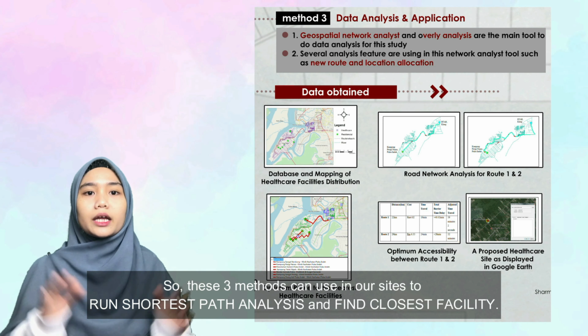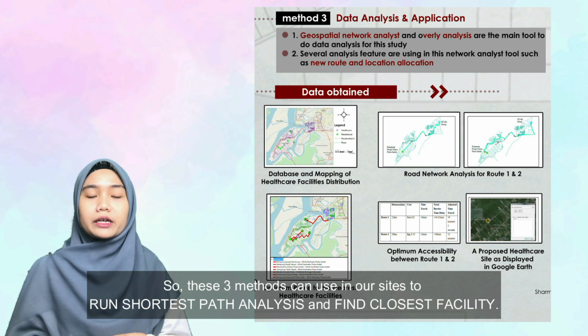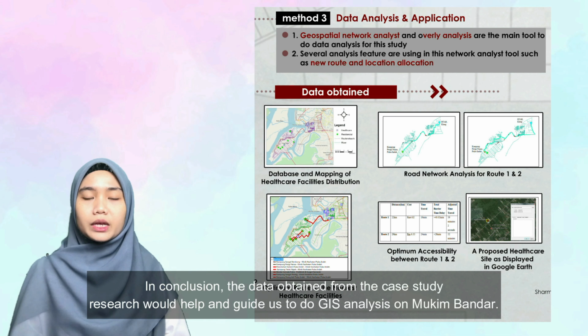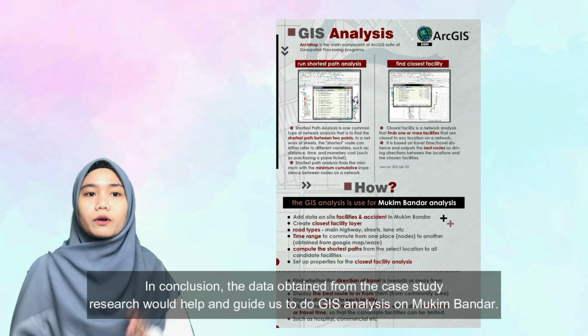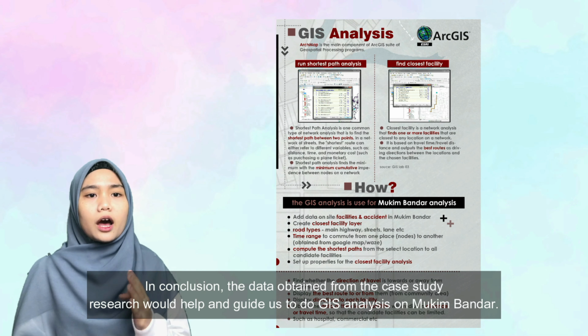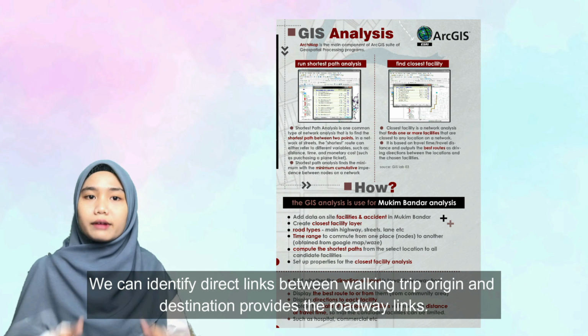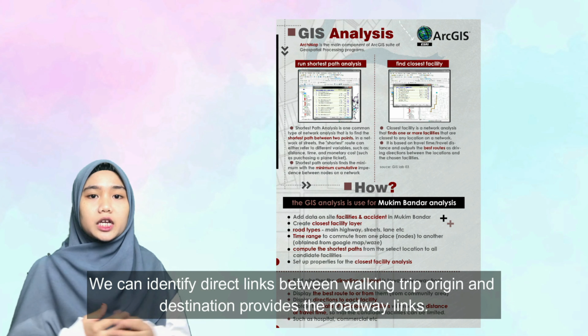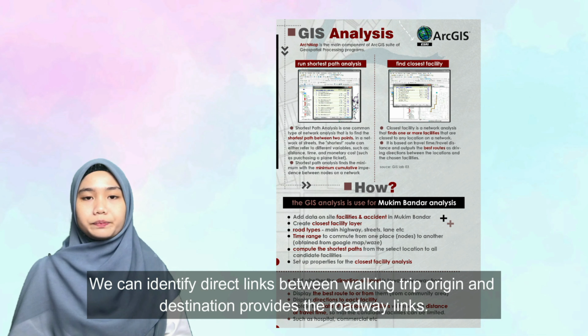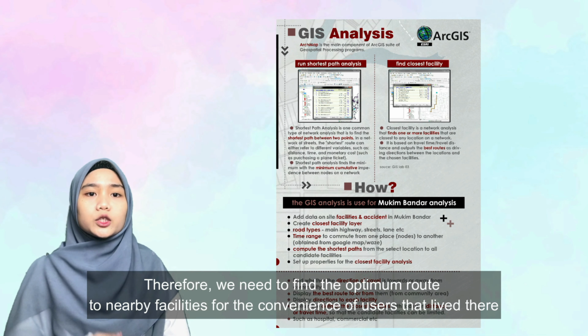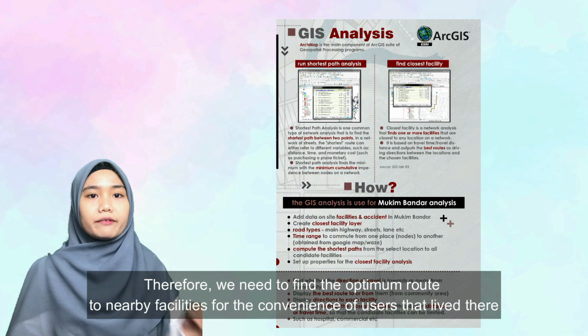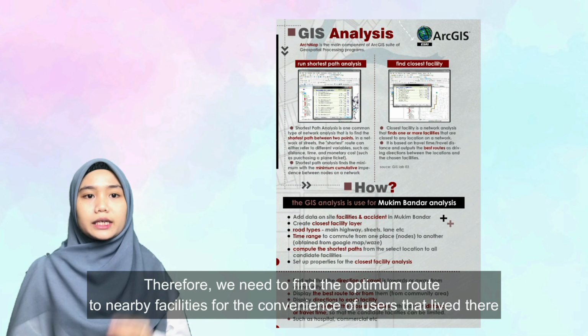So these three methods can be used in our site to run shortest path analysis and find closest facility. In conclusion, the data obtained from the case study research will help and guide us to the GIS analysis on Mukim Bandar. We can identify direct link between walking tree origin and destination, provide the roadway links. Therefore, we need to find the optimum road to nearby facilities for the convenience of users that live there.